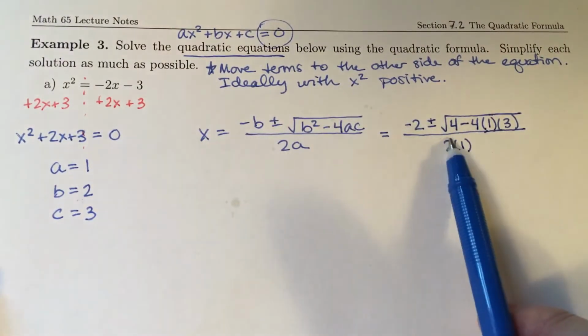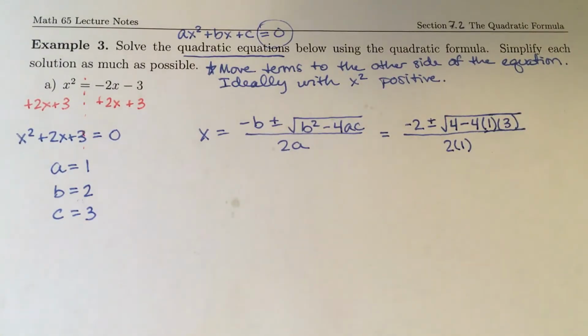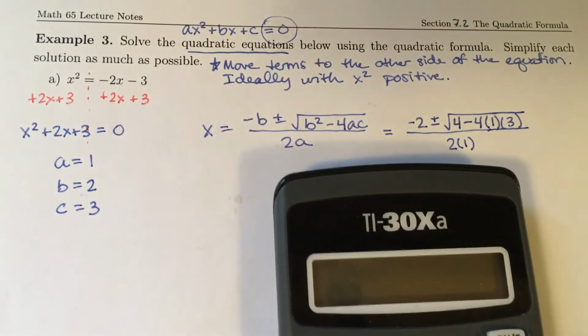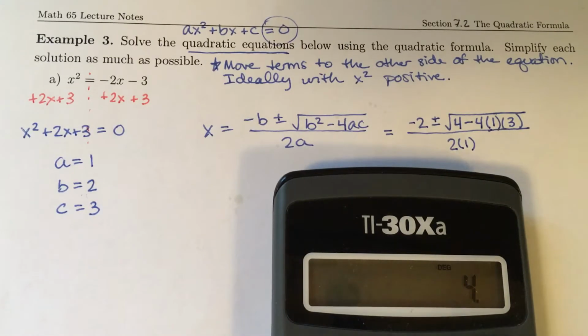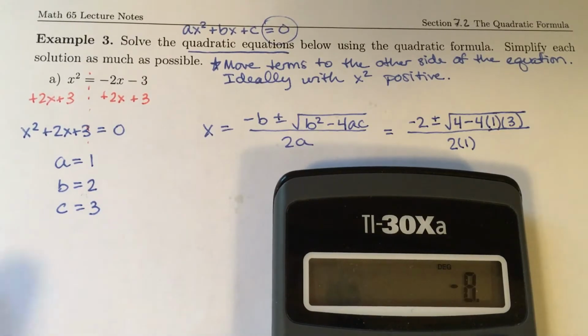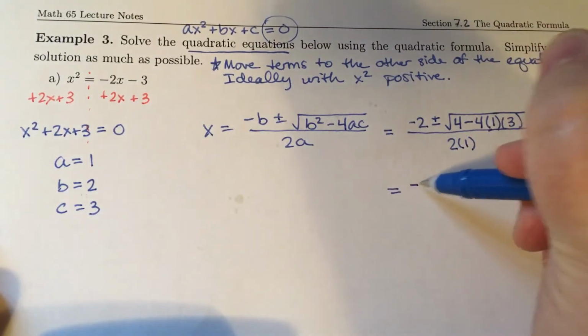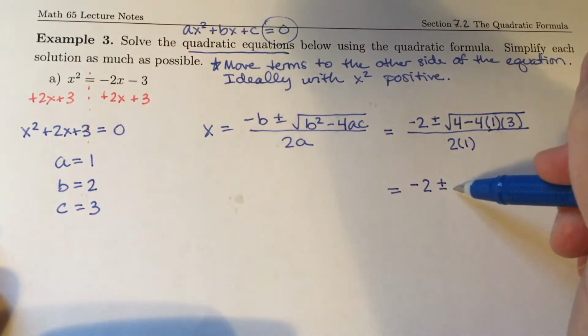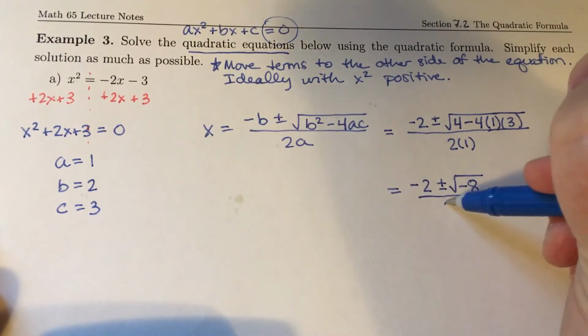Okay, next step is to simplify what's under the square root. You can use a calculator or not. This one's not too difficult, but I still want to check. 4 minus 4 times 1 times 3 equals, and I get negative 8. So this is negative 2 plus or minus the square root of negative 8 all over 2.